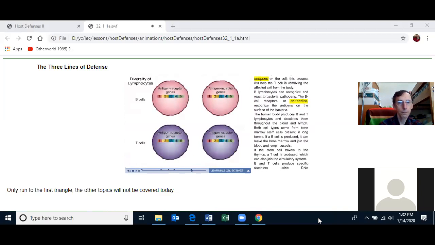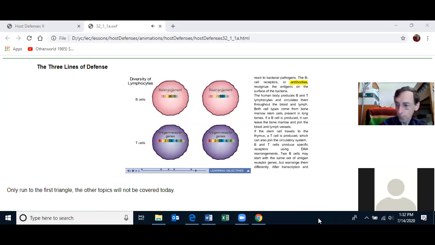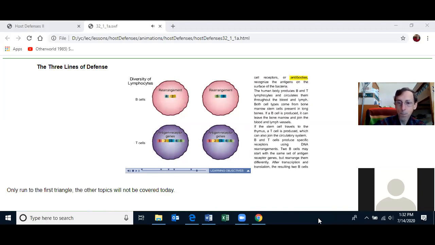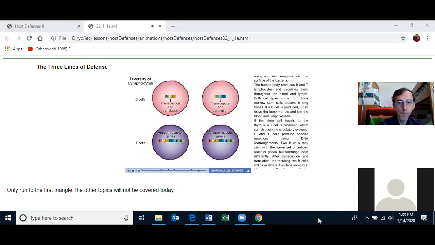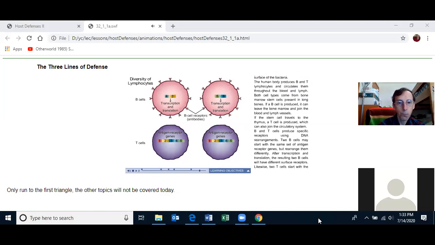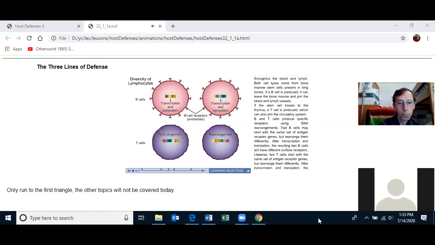B and T cells produce specific receptors using DNA rearrangements. 2 B cells may start with the same set of antigen receptor genes, but rearrange them differently. After transcription and translation, the resulting 2 B cells will have different surface receptors. Likewise, 2 T cells start with the same set of antigen receptor genes, but rearrange them differently. After transcription and translation, the resulting 2 T cells will have different surface receptors.